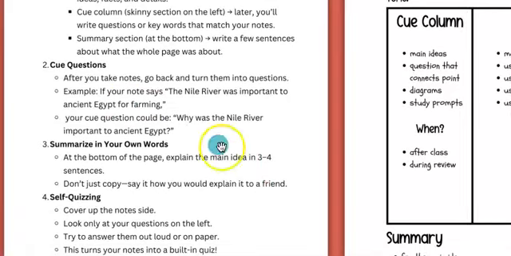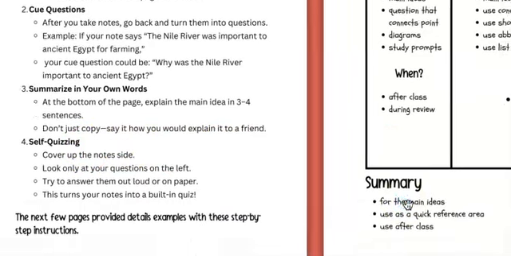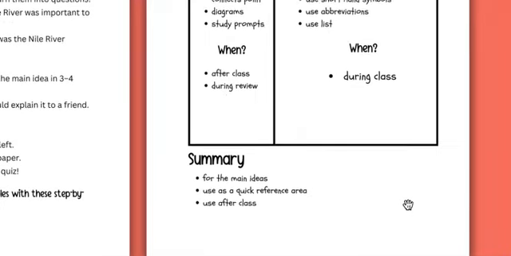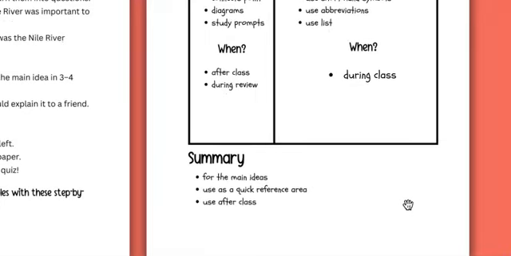And then finally, at the bottom of your page, you're going to summarize. You're going to explain the main idea in 3 to 4 sentences. And again, don't just copy it. Say it how you would explain it to a friend. That's down here in the summary section. And again, when we know that we actually know something and we can say it in our own words, then we're confident that we're not going to lose that information, right? It's with us. It's part of us. We know it now.